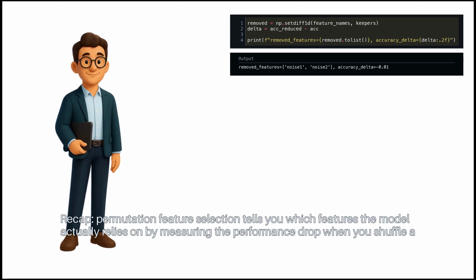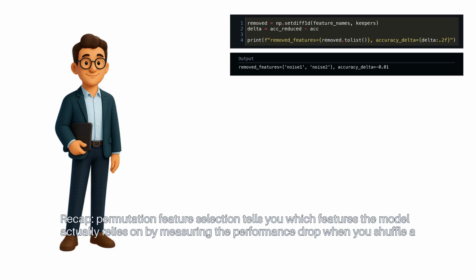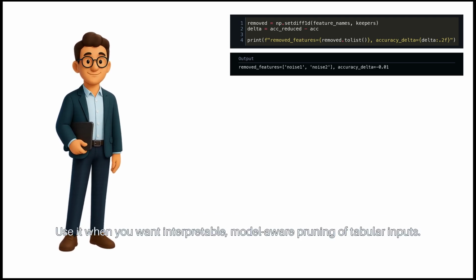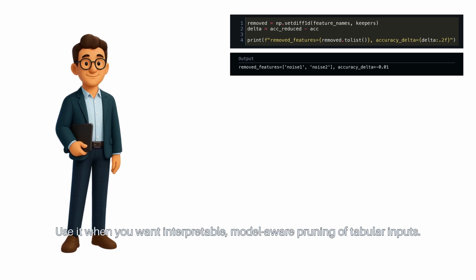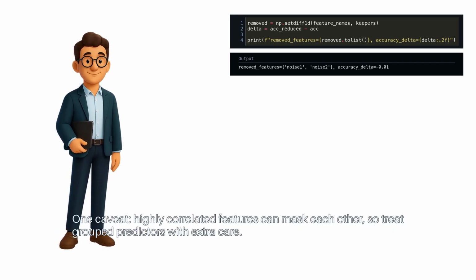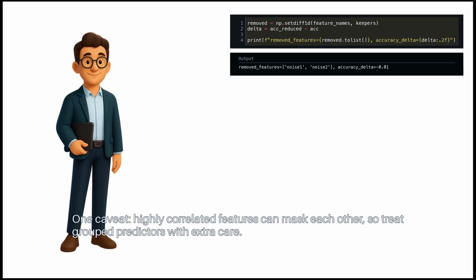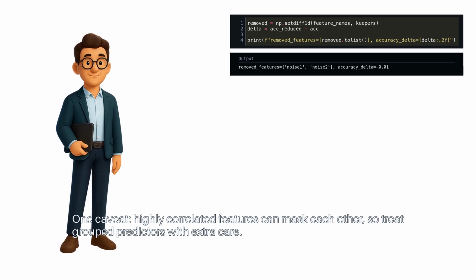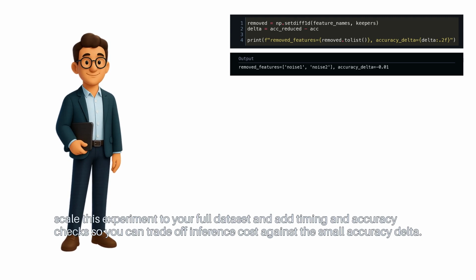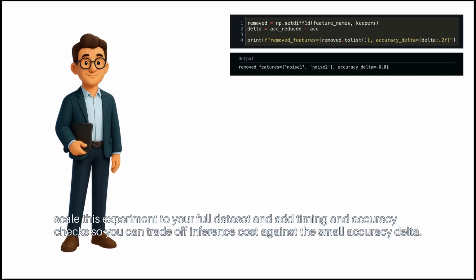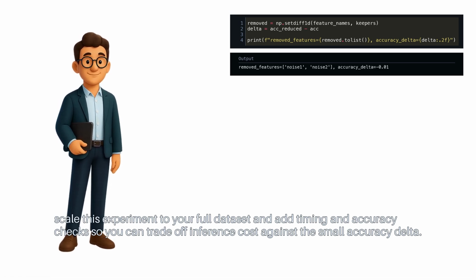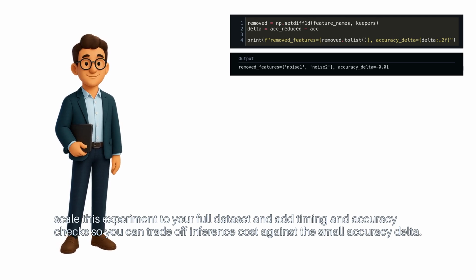Recap: Permutation Feature Selection tells you which features the model actually relies on by measuring the performance drop when you shuffle a column. Use it when you want interpretable, model-aware pruning of tabular inputs. One caveat: highly correlated features can mask each other, so treat grouped predictors with extra care. Next step: scale this experiment to your full dataset and add timing and accuracy checks so you can trade off inference cost against the small accuracy delta.